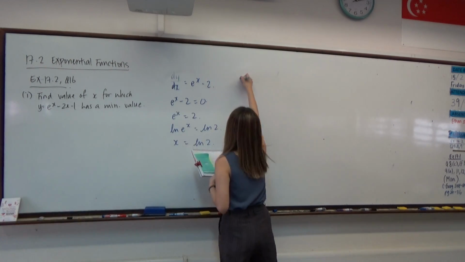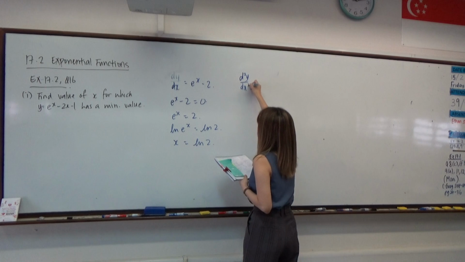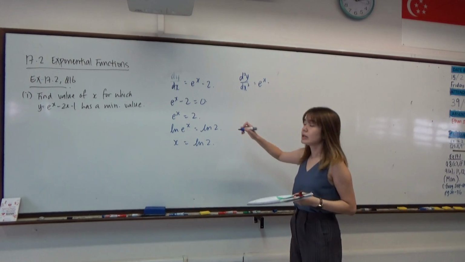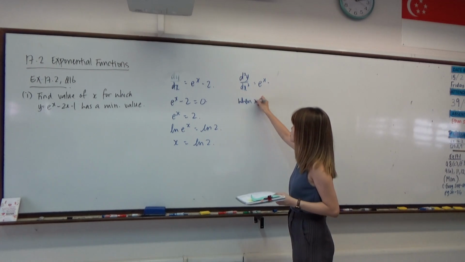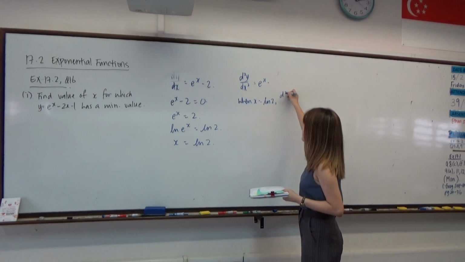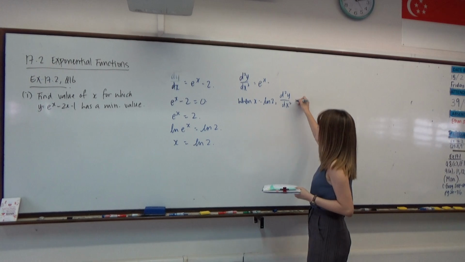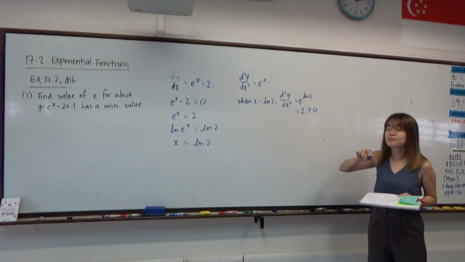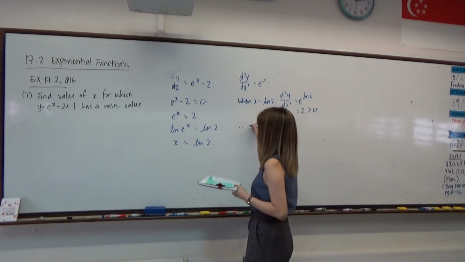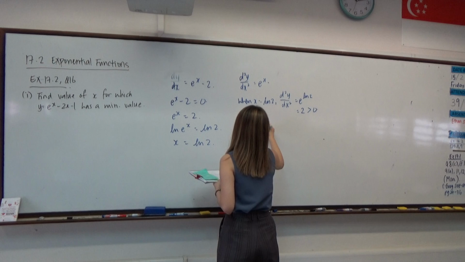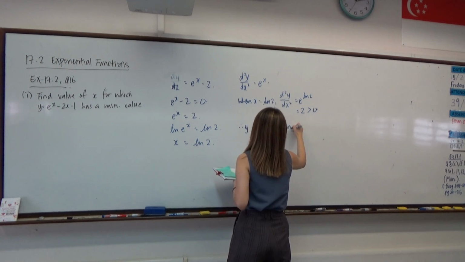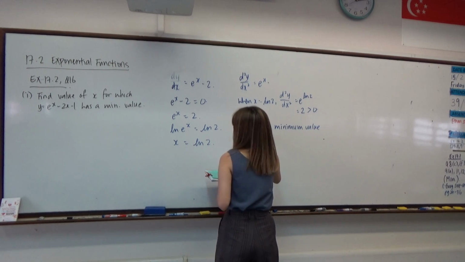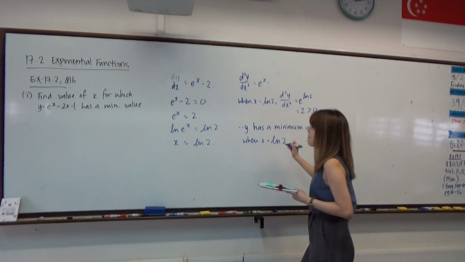So I have to do the second derivative, and that will be e to the power of x. Then when x equals ln 2, we find that the second derivative equals 2, which is more than 0. Therefore, y has a minimum value when x equals ln 2. Okay?